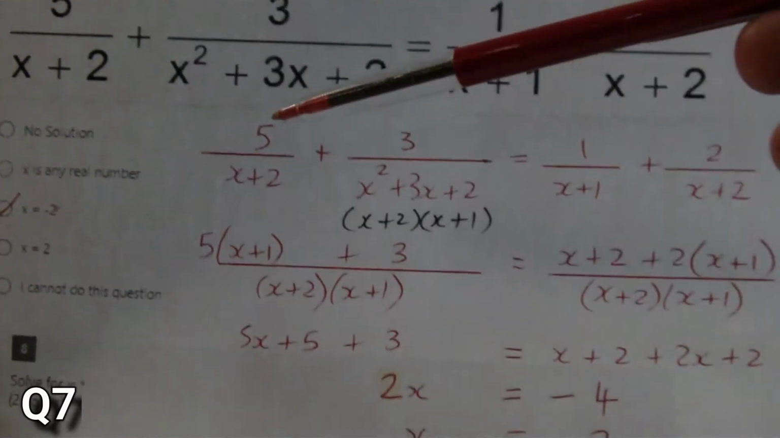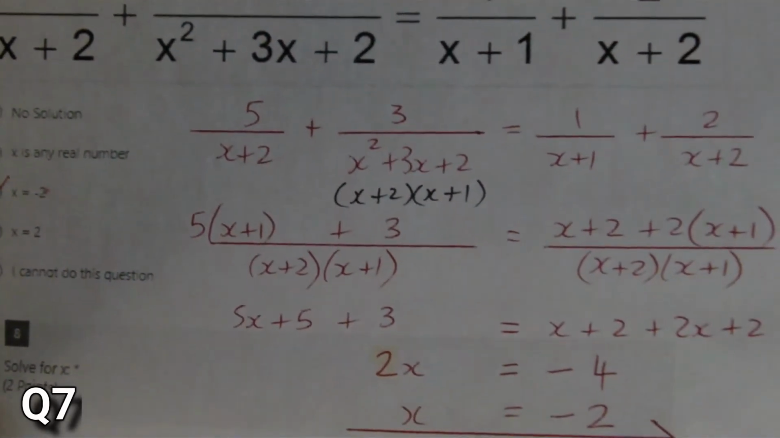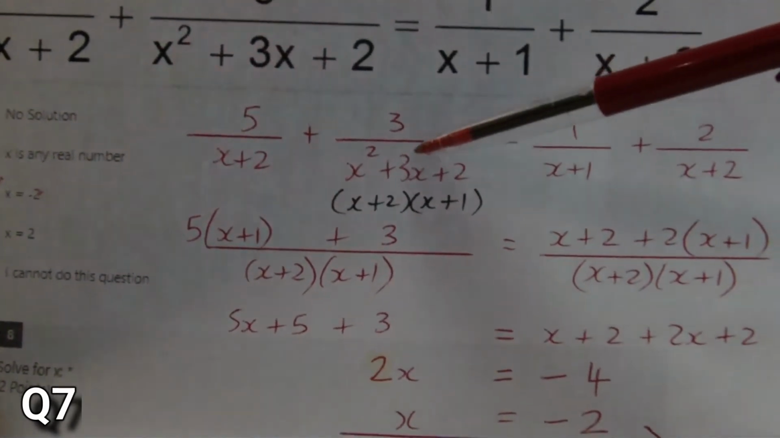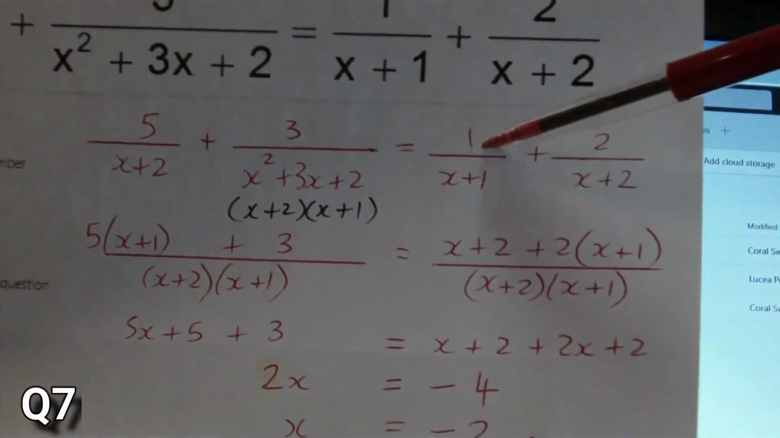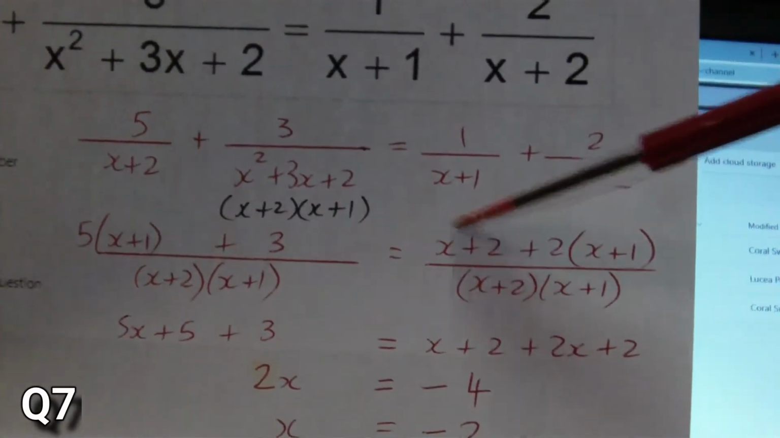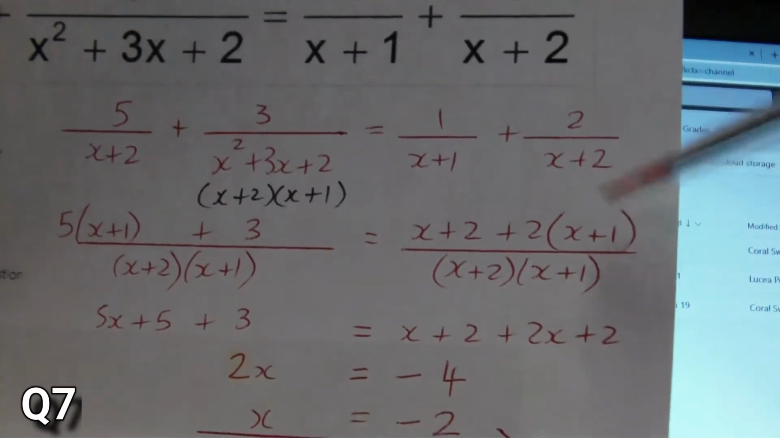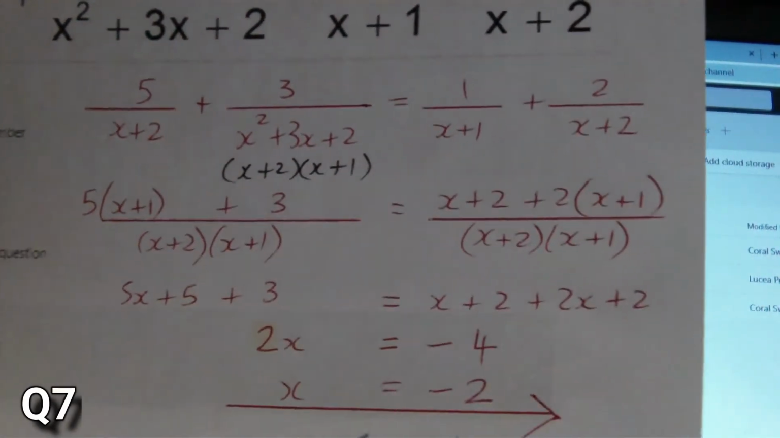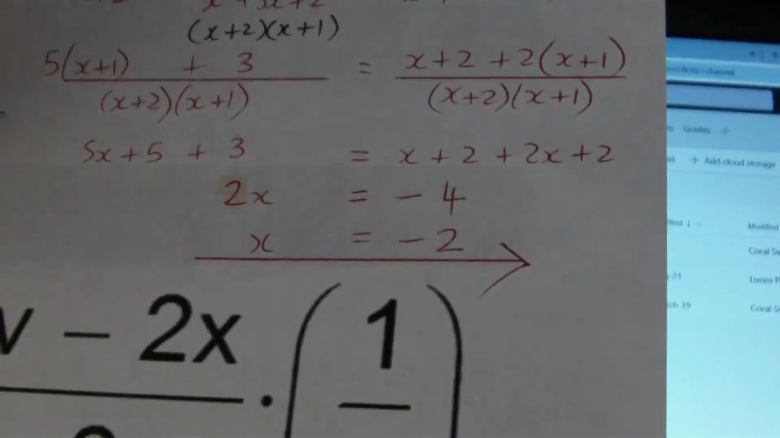So the first one is just missing the x plus 1, so the 5 gets multiplied by the x plus 1. The second one is missing nothing, it's got both denominators, so the 3 stays. This one over here is missing the x plus 2, so I multiplied x plus 2 by 1 there. And this last one is missing the x plus 1, so I times the 2 by the x plus 1. Now the denominators are the same, kill them, so you've now got a basic grade 8 equation, and your x is equal to minus 2.